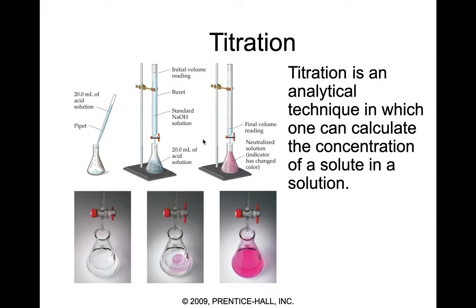So this is what a setup would look like. We have our unknown solution in a beaker here. In our beaker, we've got our unknown solution and an indicator. And recall from previous lessons, an indicator will change color when a very specific pH is met. So the moment an indicator changes color, we know something about the ratio between our hydrogen and hydroxide ions.